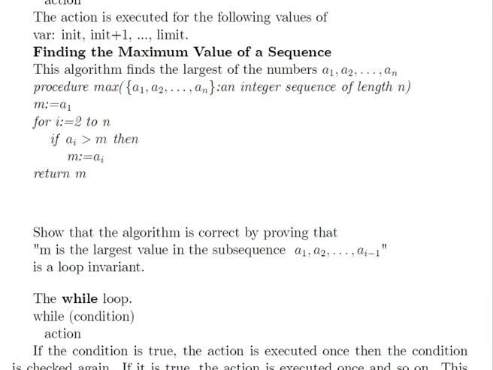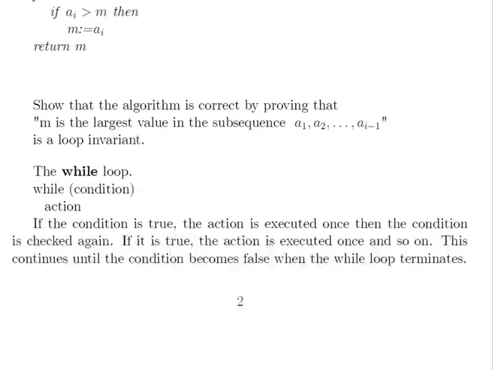The next operator is this while loop, while condition, action. If the condition is true, the action is executed once, and the condition is checked again. If it is true, the action is executed once again, and this continues until the condition becomes false. Then the while loop terminates.